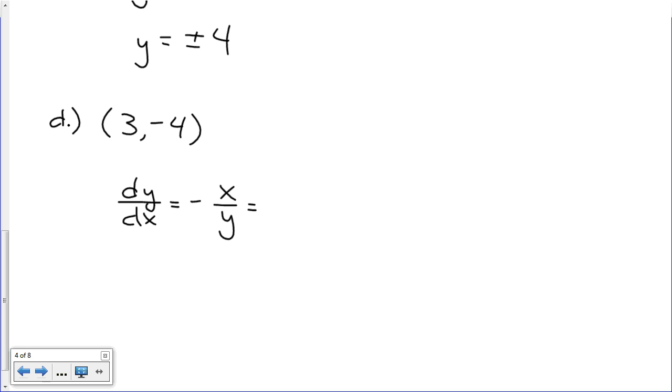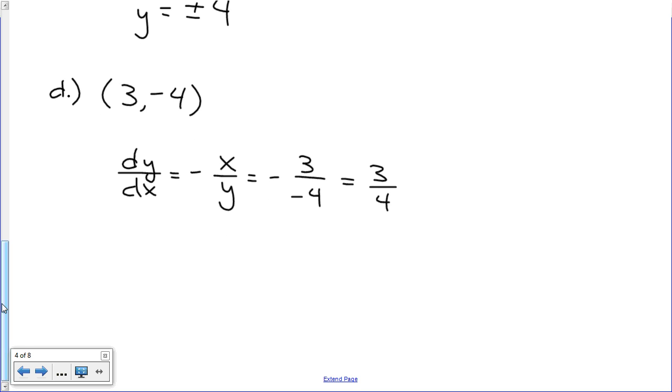So all I got to do is substitute in my x, which is 3, and my y, which is negative 4, and that'll tell me the slope here. So it's equal to negative 3 over negative 4, or that turns out to be just 3/4. So the slope there is positive, which again, if you look at the graph there, they gave us that circle. And you can see that at x equals 3, y equals negative 4, the slope there should be positive based on that curve.